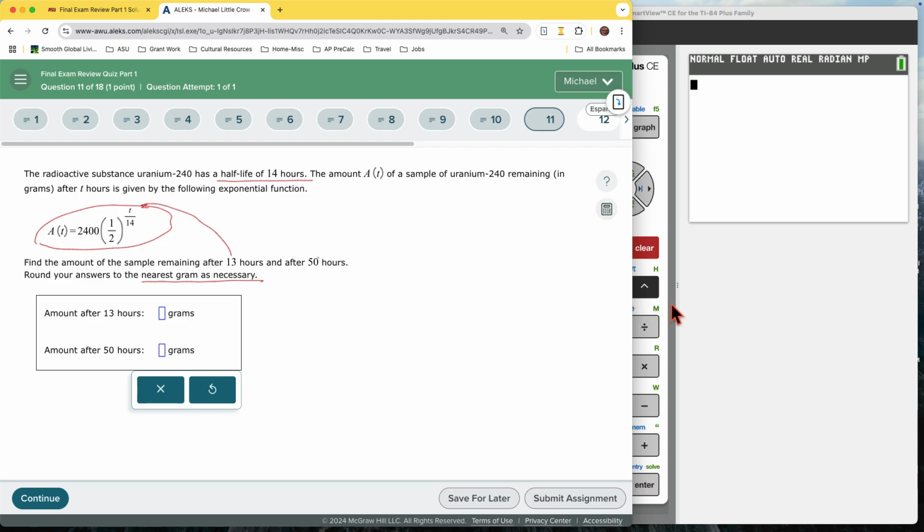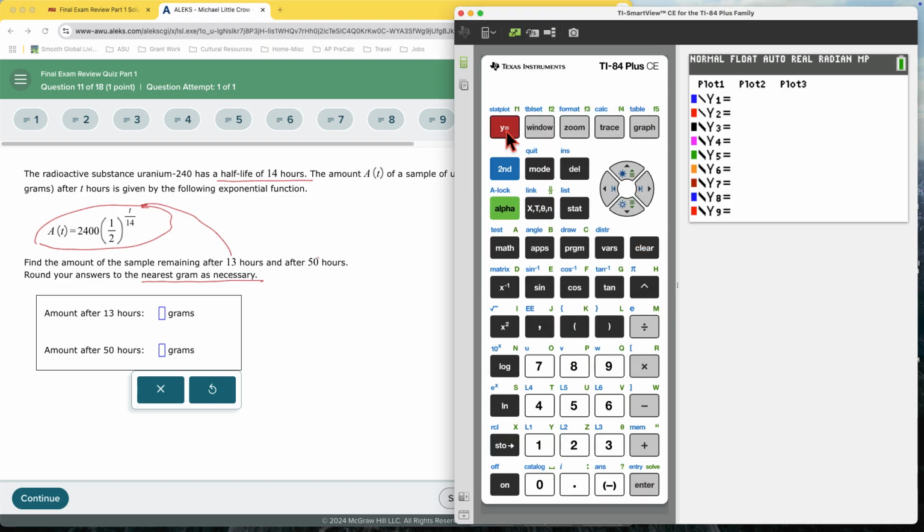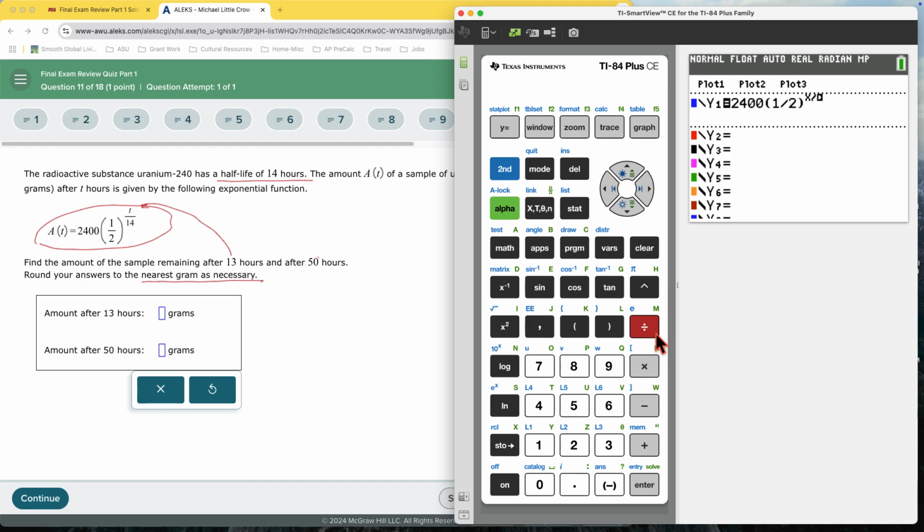Since we need to get two answers, the quickest way to do that, I find, is looking at the table. So we're going to enter this equation as 2400 times 1/2 raised to the x divided by 14. And then we'll just go to the table. We'll look up 13 and we'll look up 50.